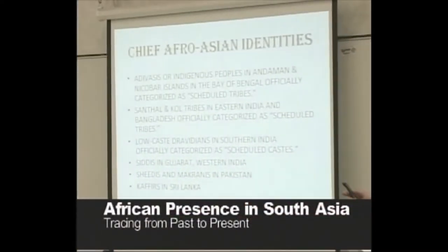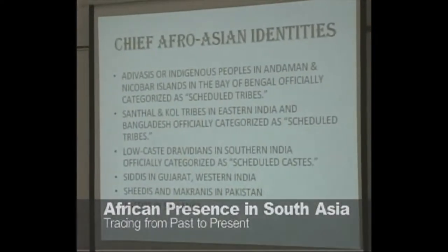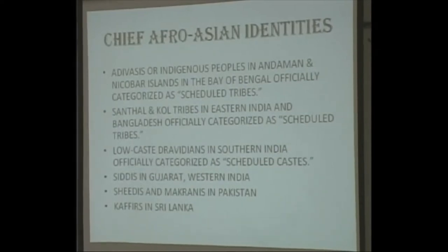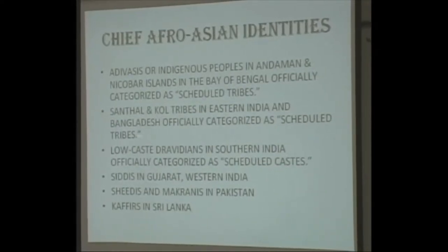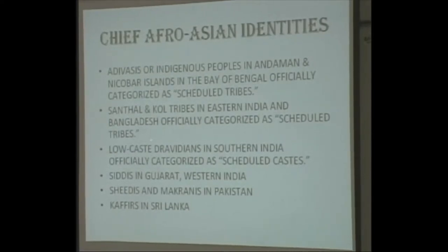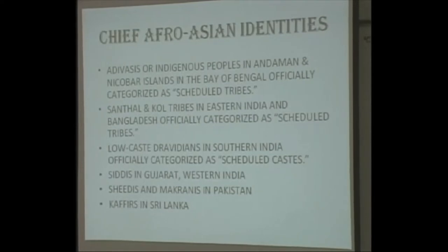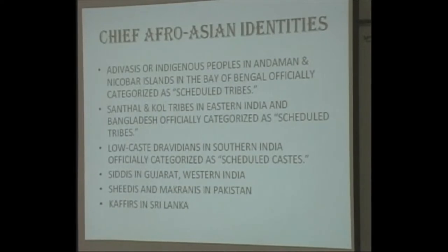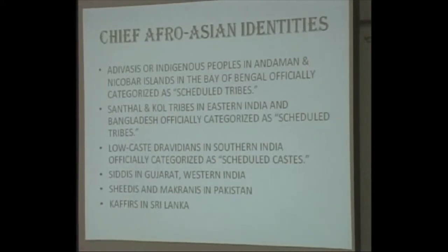Alright, so here I've just given you a breakdown of what I just said. The Adivasis are the indigenous people. They live in the islands and they are called the scheduled tribes. This is another group of people, the tribals in eastern India and Bangladesh. They are categorized as scheduled tribes too. The low caste Pulayans in southern India are categorized as scheduled caste. The Siddhis in Gujarat, Western India, Sheedis and Makranis in Pakistan, and the Kaffirs in Sri Lanka. These are the discernible Afro-Asian groups today.